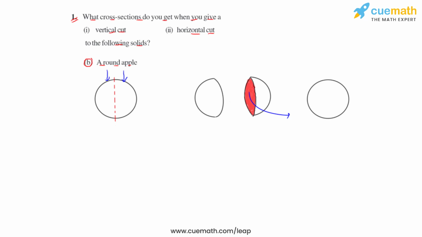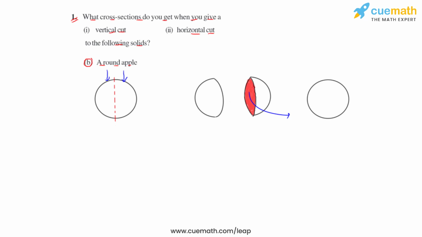The next solid represents a round apple, which has been represented with the help of this spherical ball. If this is cut vertically along this line in this direction, we'll see that this round apple would be divided into two parts, as we can see here in this figure, where this represents the cross section, which would give us this shape, which is a circle.